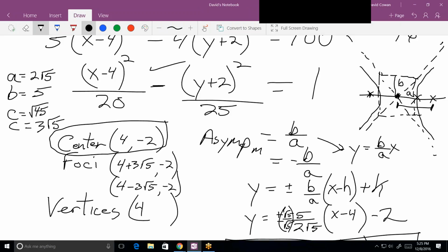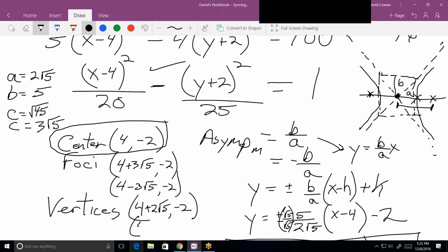So if the center is at 4 comma -2, wouldn't the vertices be at 9 comma -2 and -1 comma -2? I'm going to take the x coordinate of the center, which is 4, and add a to it. And the y coordinate doesn't change. The y coordinate was -2. So that's the vertex on the right.